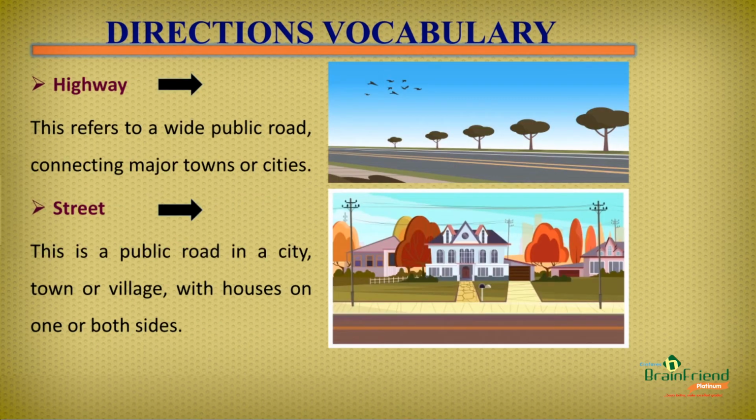We also have the highway. This refers to a wide public road connecting major towns or cities. It can be Port Harcourt, Lagos, Abuja, or Kano. And next, we have the street. The street is a public road in a city, town, or village with houses on one side or both sides.